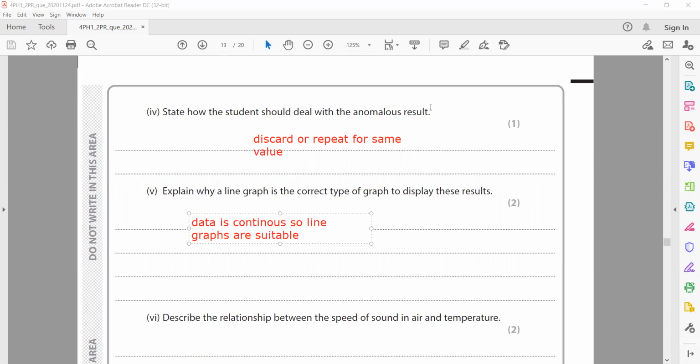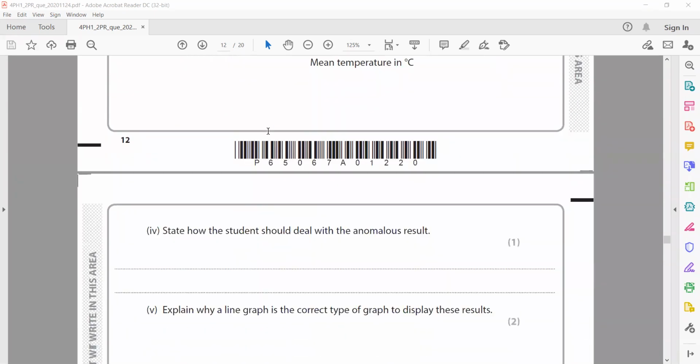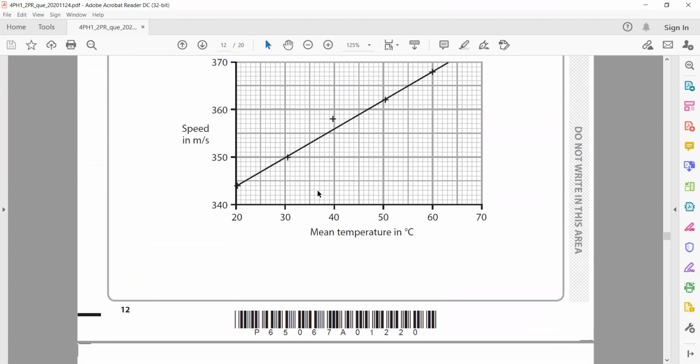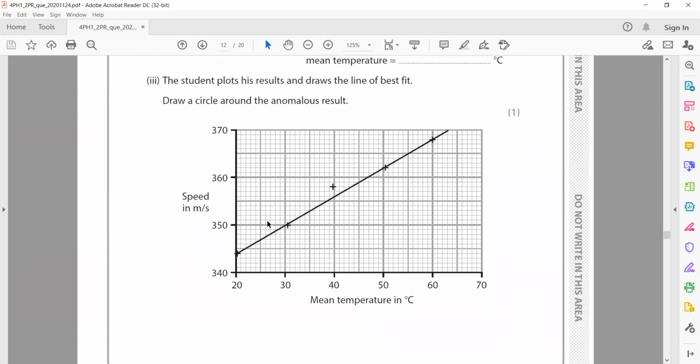Describe a relation between the speed of sound in air and temperature. You can see it's a straight line, having a constant gradient. But why can we not use the term proportional here? Because the graph is not starting from the origin, and we don't have the values from 0 and 0. It may start from the origin or may not, but we don't have that scale, so we cannot say they are directly proportional, because when two quantities are directly proportional, there should be a straight line which starts from the origin.